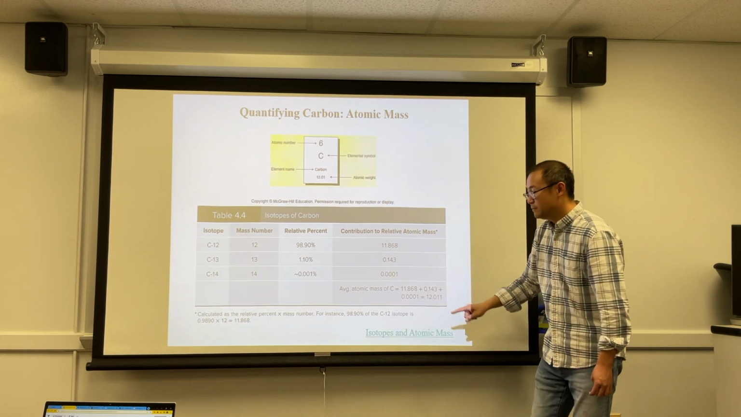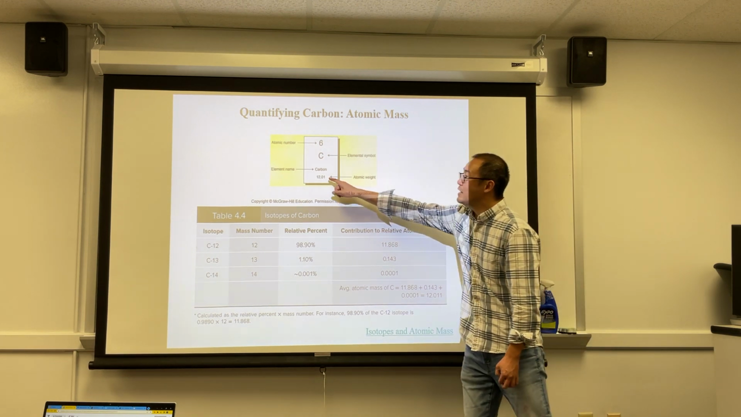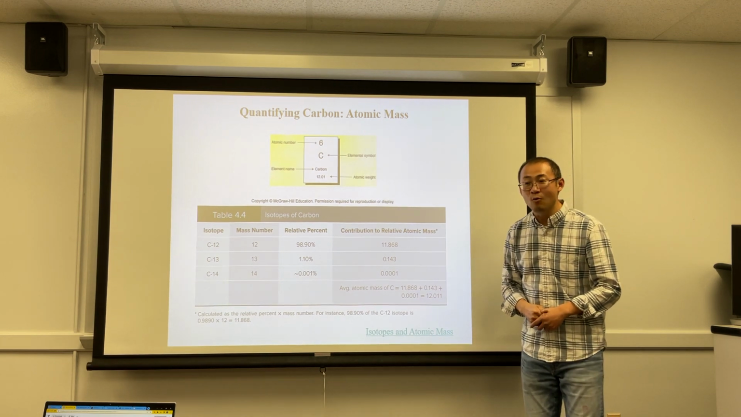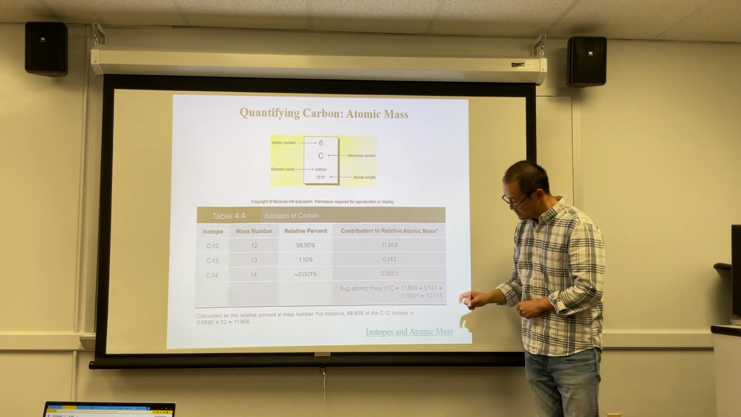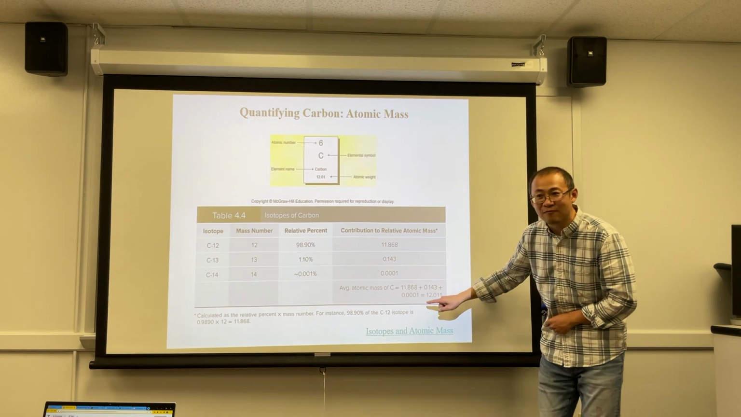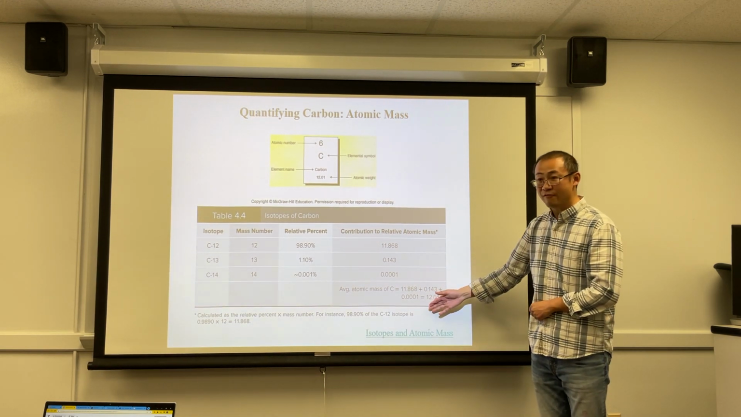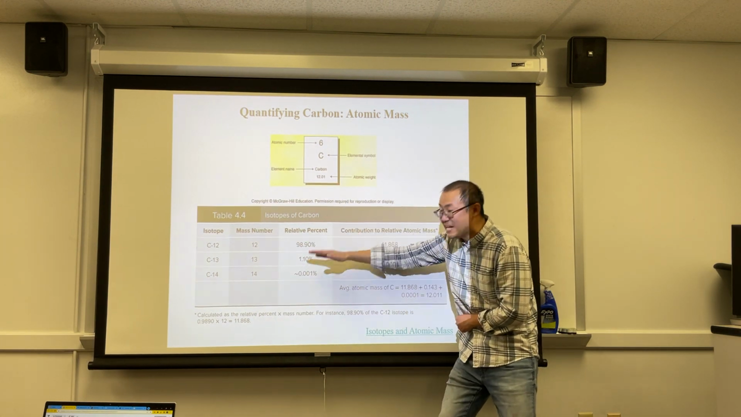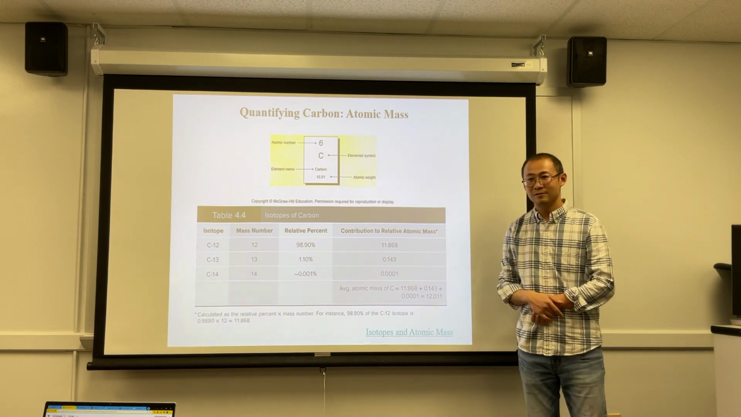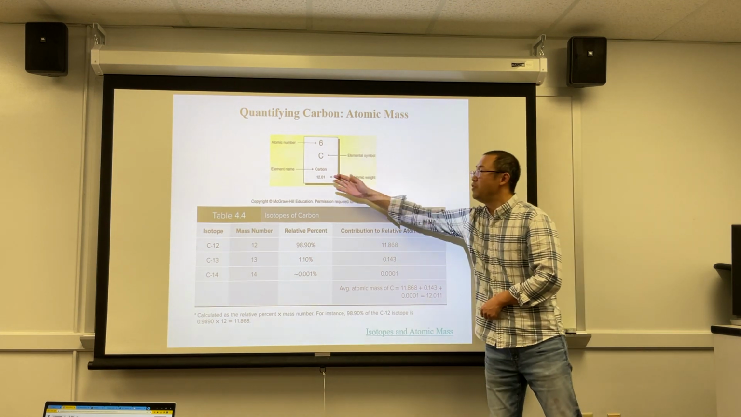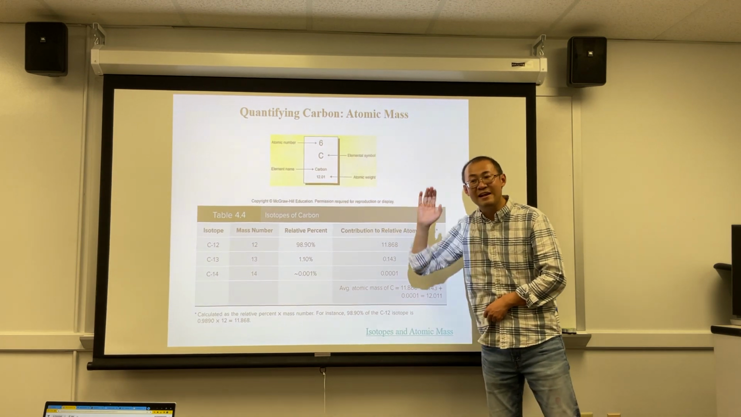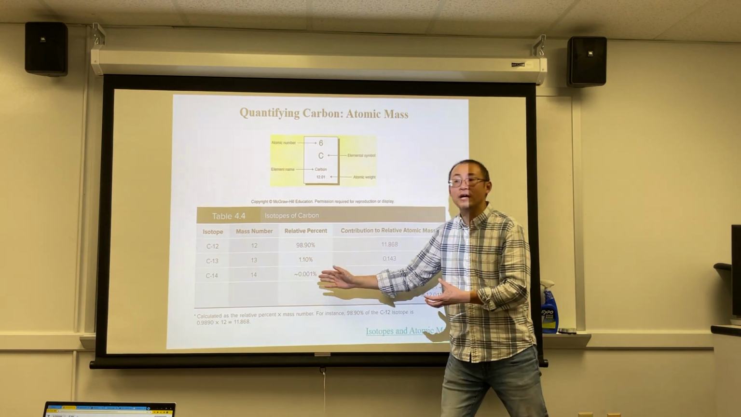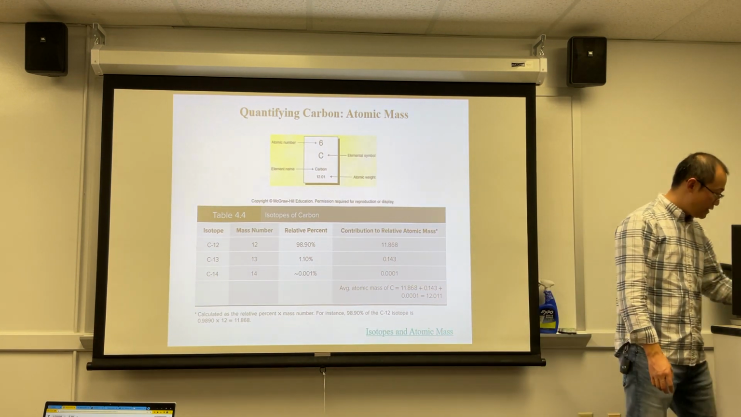This final answer, 12.01, is the atomic weight for carbon, for the carbon element. Because this is, again, an average. Does it make sense? Why do we average? Because we consider all three isotopes, and also the percentage of each one. Does it make sense? Yes. Okay, again, this atomic mass is an average by considering the isotopes and their natural abundance.